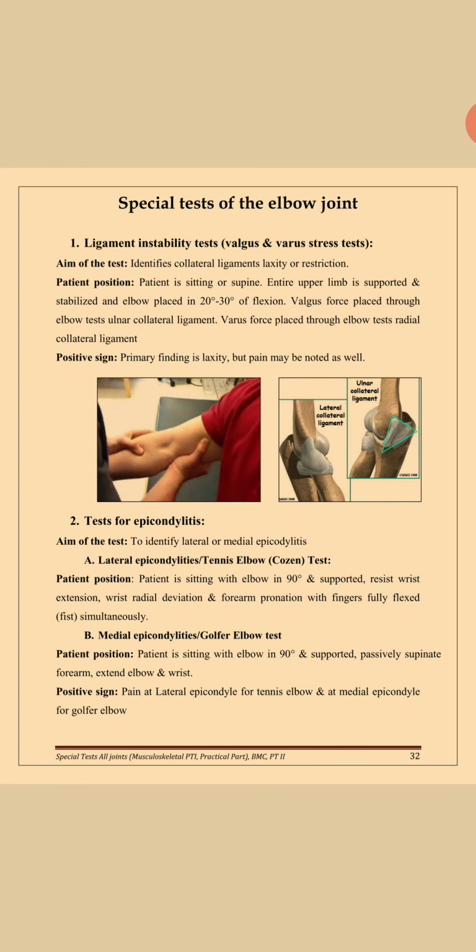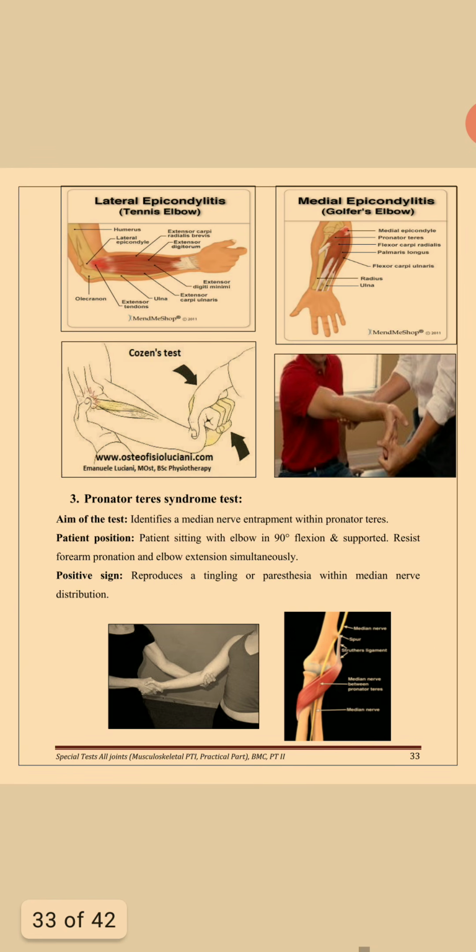Medial epicondylitis, golfer's elbow test. Patient position: the patient is sitting with elbow at 90 degrees and supported. Passively supinate the forearm, extend the elbow and wrist. Positive sign: pain at the lateral epicondyle for tennis elbow and at the medial epicondyle for golfer's elbow.